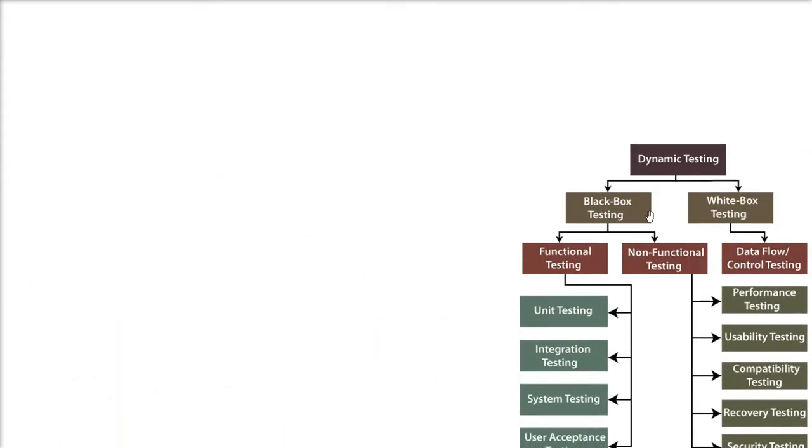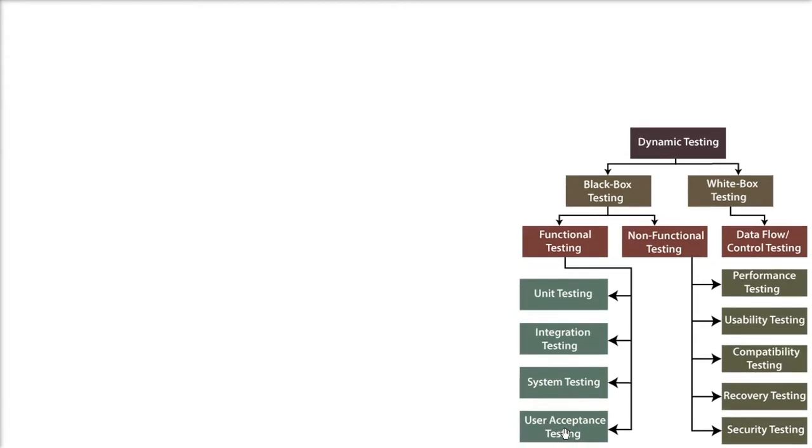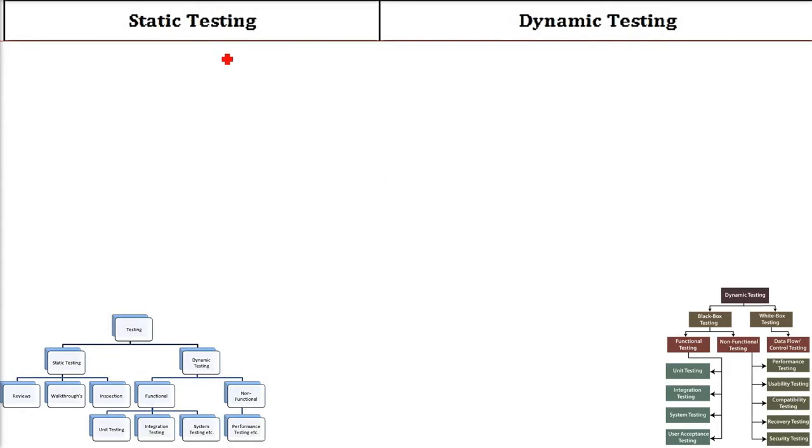Let me just go into the detail of this dynamic testing. We have black box testing and white box testing. In white box testing, the functional testing and non-functional testing are there. In white box testing, we have data flow and control testing. That is, you need to know the code. And for that, we actually devise the plan, because the cyclomatic complexity is computed and then this number of test cases are devised. In functional testing, as I told you already, you have one more testing called user acceptance testing. Non-functional testing includes performance, usability, compatibility, recovery, and security testing. There are many more.